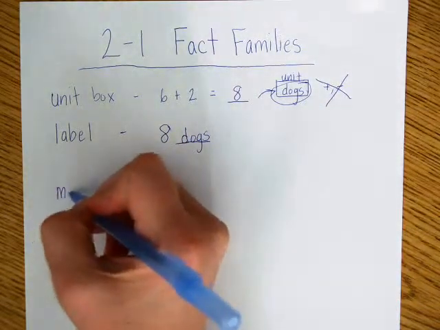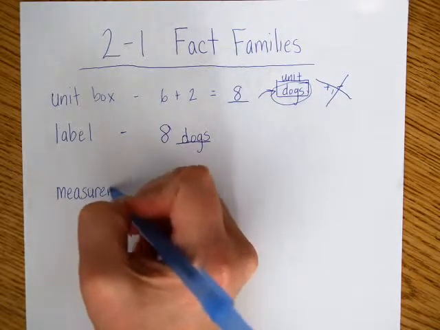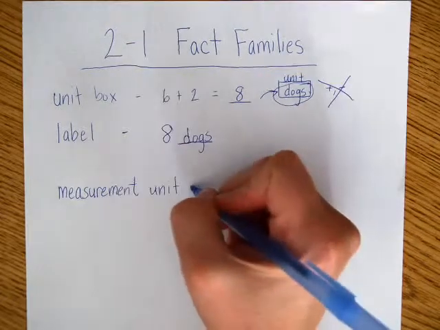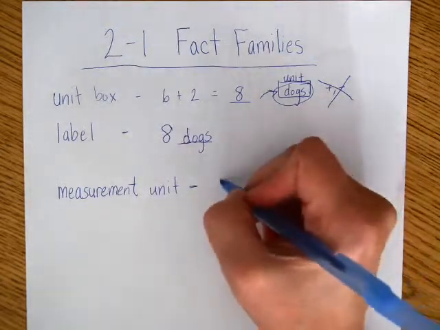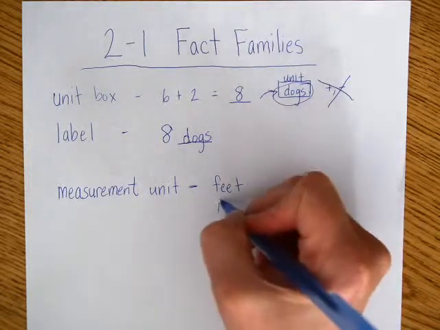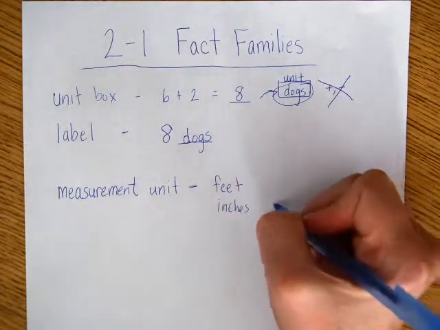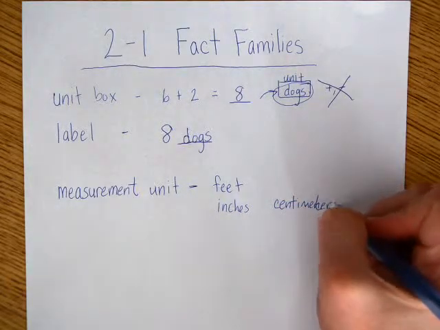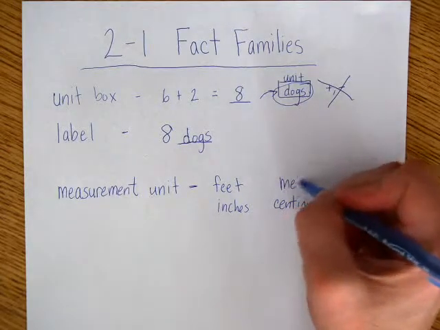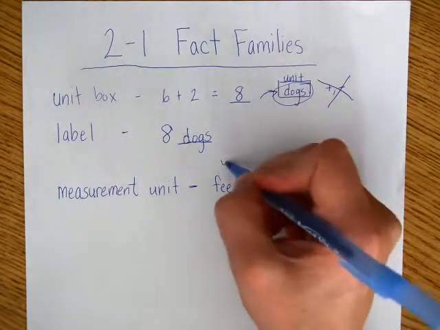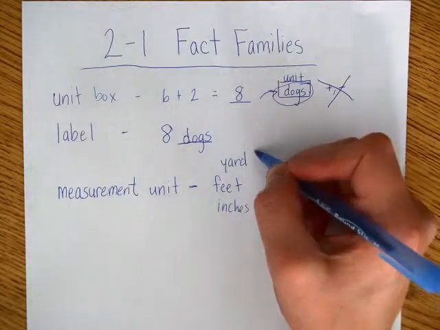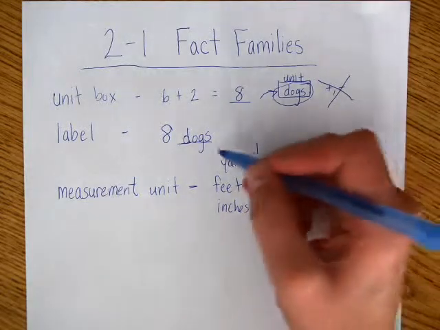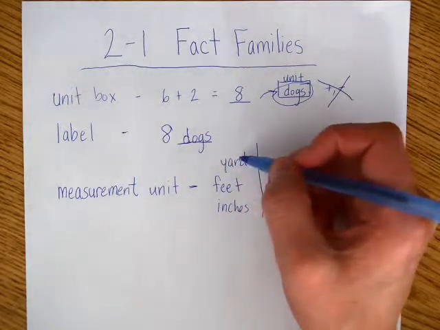Alright, then we have measurement unit. And a measurement unit is the unit that we use to measure, essentially. So a lot of measurement units we have, it could be feet, could be inches, could be centimeters. Alright, there are many different kinds of measurement units that we use. Could be meter. Alright, yard. Okay, and I kind of put them in 2 separate categories of units. This is the metric system, and this is the standardized system that we use in the United States.